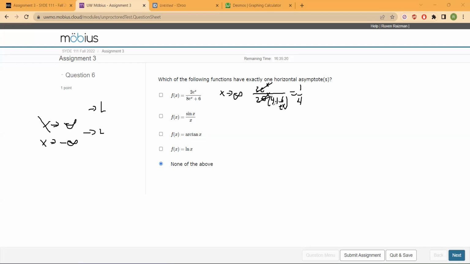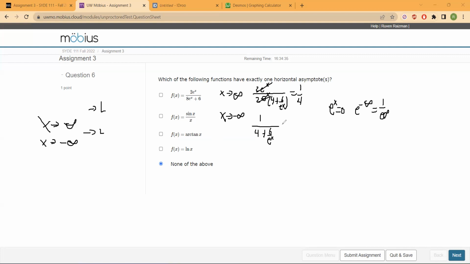Now, if we took negative infinity, and that's where you need to check. So now let's say we have x is equal to negative infinity, right? What would happen? So then the 2e to the x would cancel out and we'd be left with 1 over 4 plus 6 over e to the x. So now when x is going to negative infinity, e to the x is actually equal to 0. Because think about it. If we take e to the negative infinity, that would be 1 over e to the infinity, and 1 over infinity is 0.